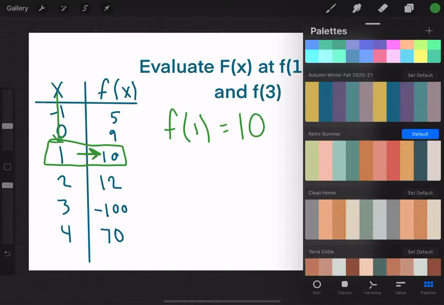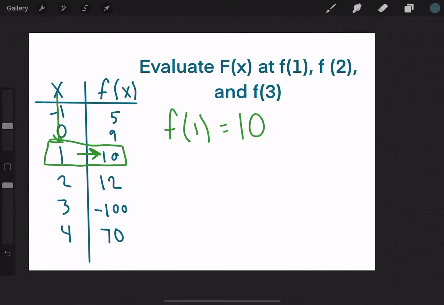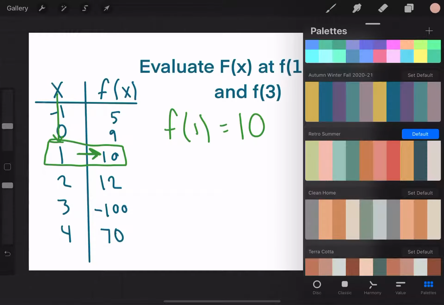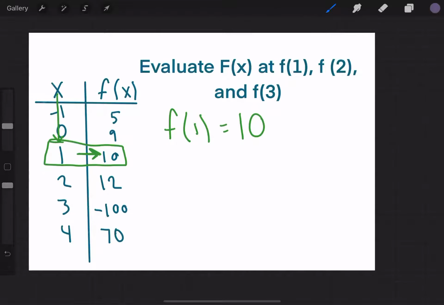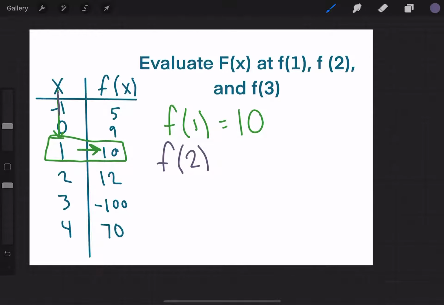Okay, let's try question 2. I'm going to do that in purple. We are now going to evaluate f of 2. So I'm going to write down f of 2. Same thing, I'm going to look for my x value of 2. I'm going to go all the way down till I find x value 2. Circle it. What's that y value next to it?